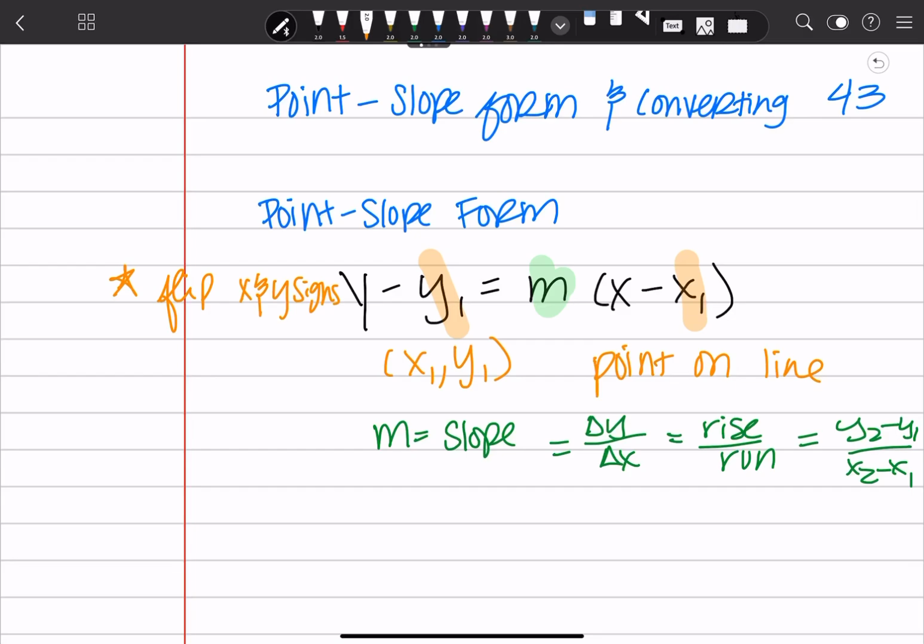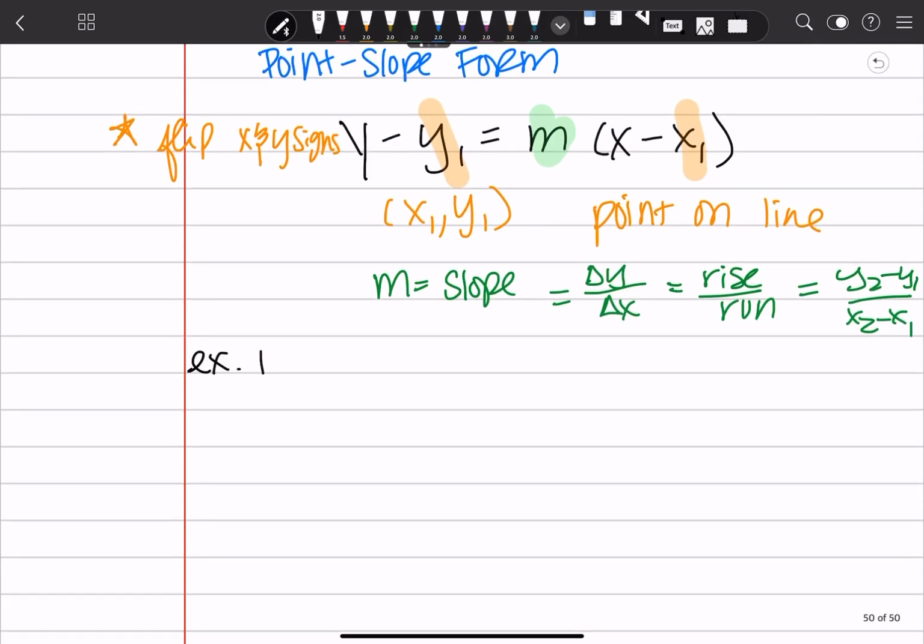All right. So let's practice really quickly. Say they gave us the slope and a point. So for your slope, we've got m equals 3. And then the point, we've got -2, 4.